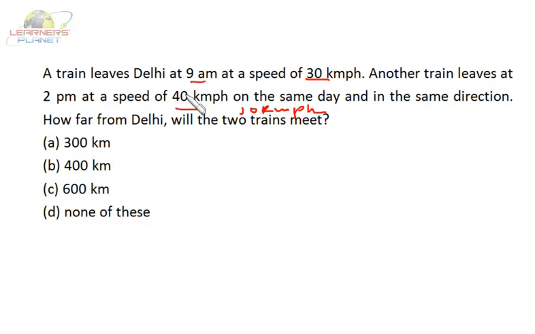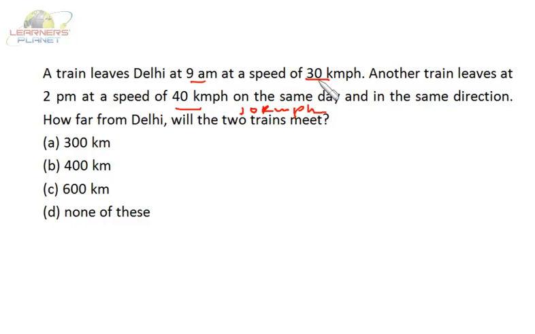Now we have to find out how far from Delhi the two trains will meet. This train is starting at 9 a.m. and the other at 2 p.m. So what is the difference between their starting times? It is 5 hours. Before the second train starts, the first might have run for 5 hours, that is 30 into 5, 150 kilometers. So the second train has to cover this 150 kilometers to meet it.